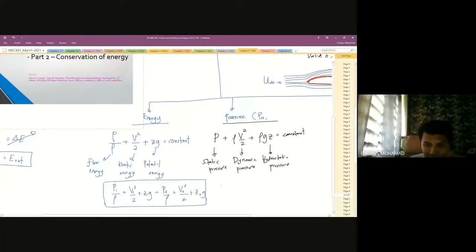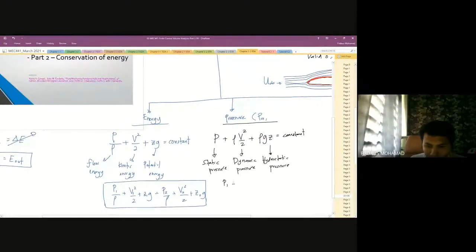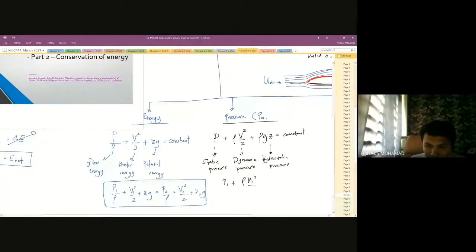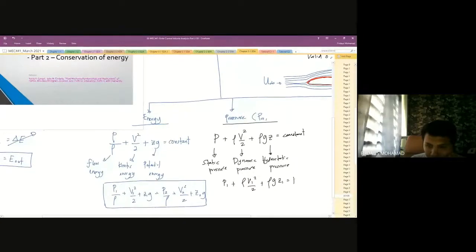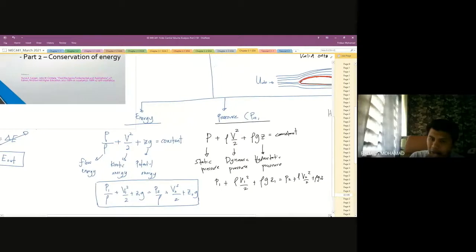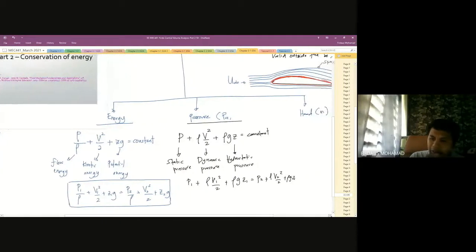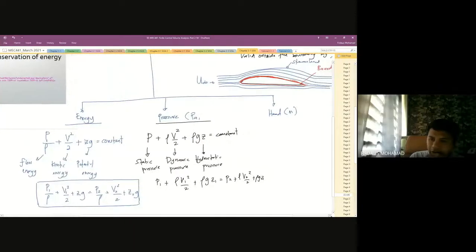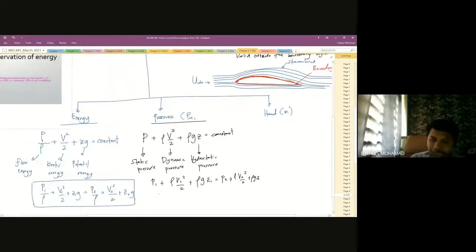Okay, so maknanya kalau based on two points: P1 plus rho V1 squared over 2 plus rho G Z1 equal to P2 plus rho V2 squared over 2 plus rho G Z2. Okay, so that is for pressure. Define the Bernoulli equation in terms of pressure. So maknanya for the homogeneous dimension, semua ni dalam unit pressure lah.